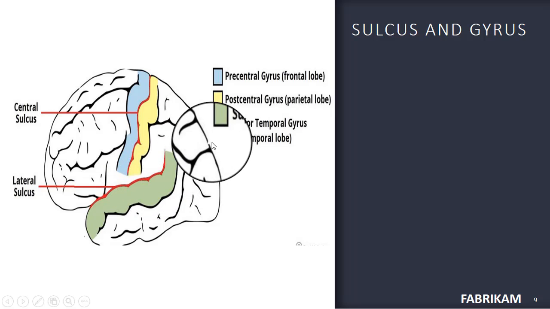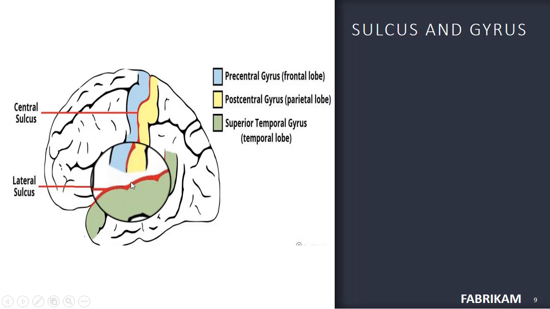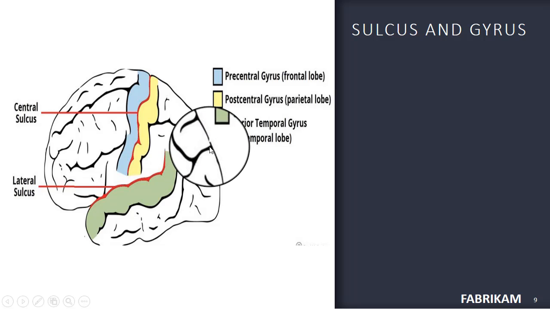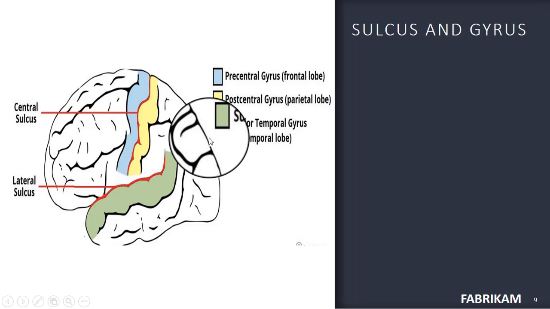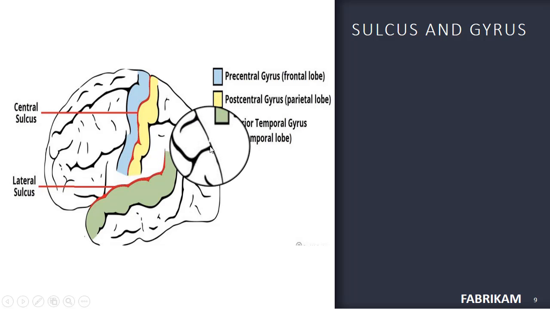You can see here, this is the central sulcus and this is the lateral sulcus, and the lunate sulcus is not on the screen because it is present on the posterior aspect, which will not be visible. Actually, it is located on the occipital cortex, on the occipital side of the cerebrum. Now let's talk about the sulci in a brief manner.